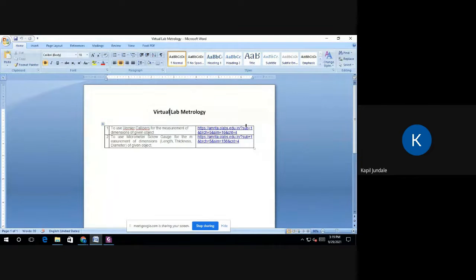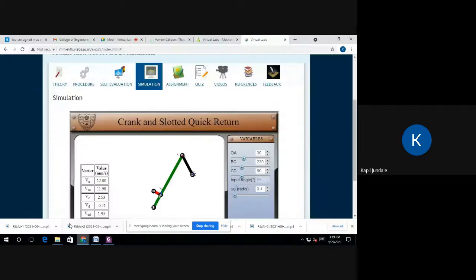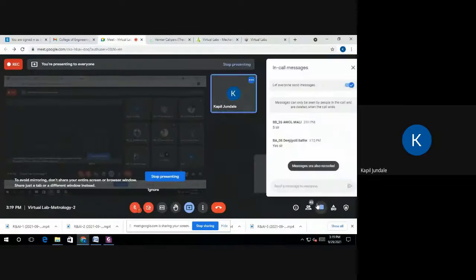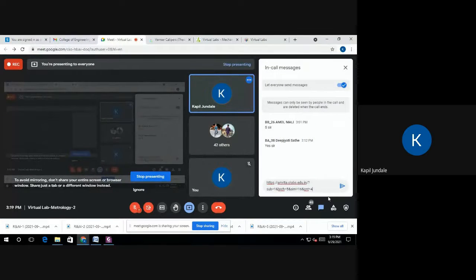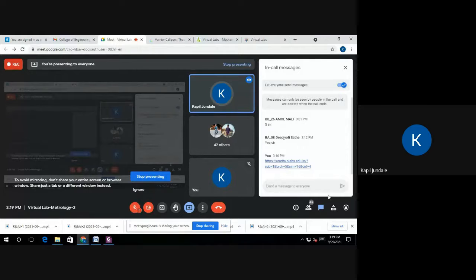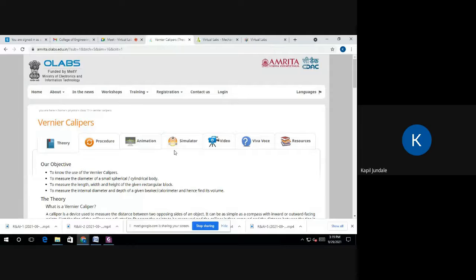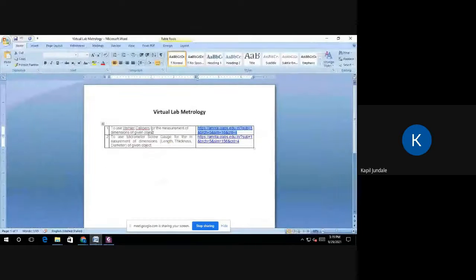I will provide the first link in the chat box. You can use this link and open the virtual lab of our vernier caliper. Everyone, please click on this link and just go to this vernier caliper. Okay, use of vernier caliper, the use of vernier caliper for measurement of dimension of a given object.